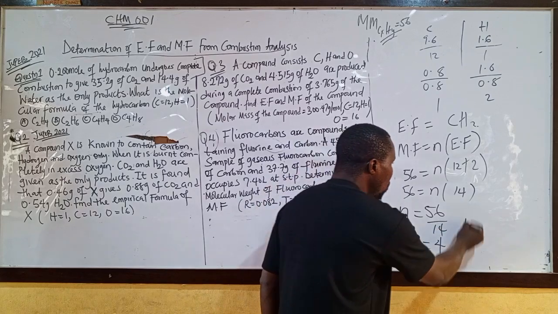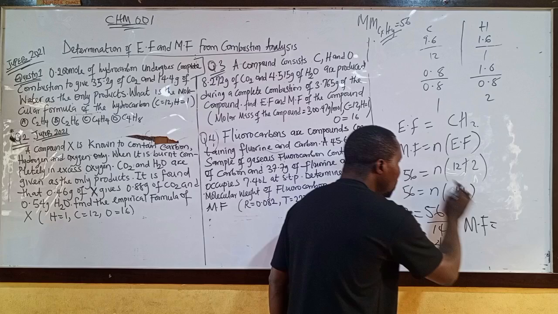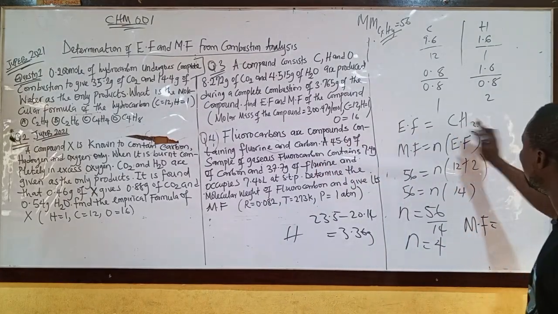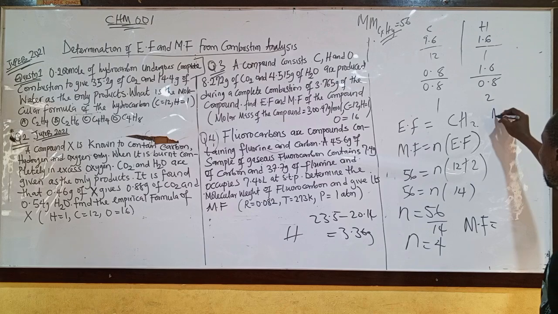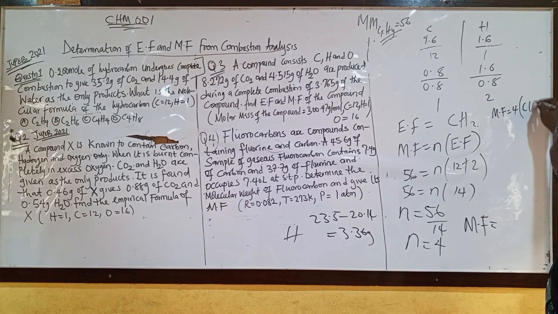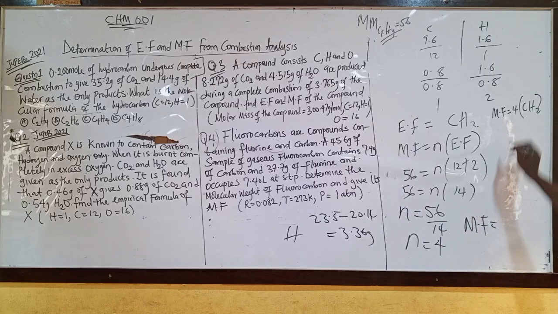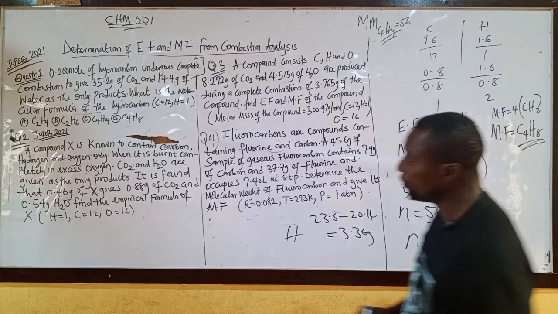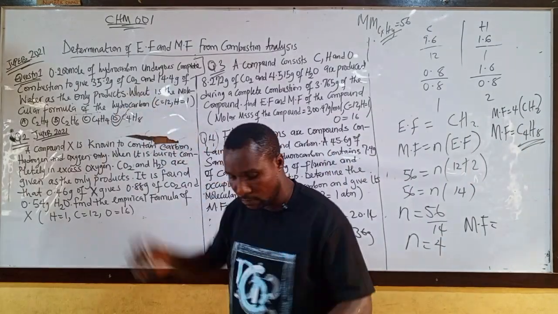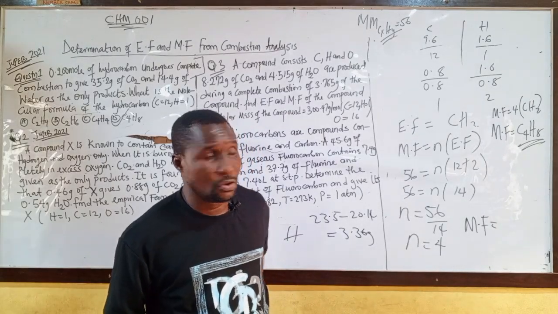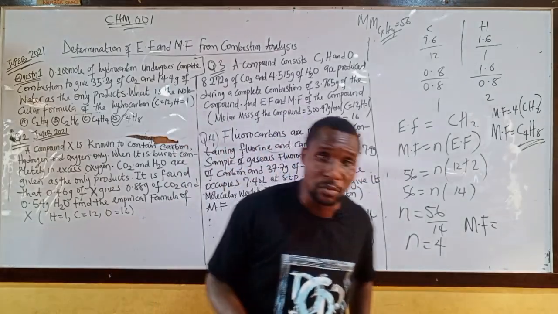Then from here, what will I do? I know that the empirical formula is CH2. The molecular formula is 4 into the empirical formula, because N is 4. I have molecular formula equal to C4H8. Option D. In the next video, I will be fast because I've taken my time to explain this.